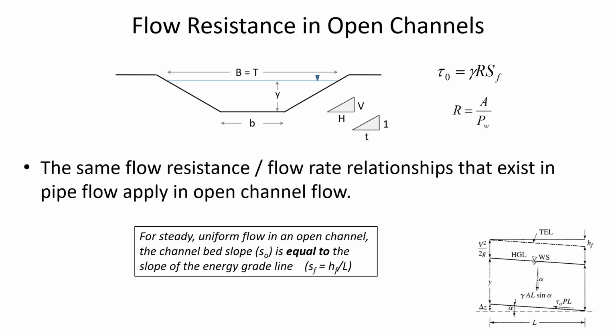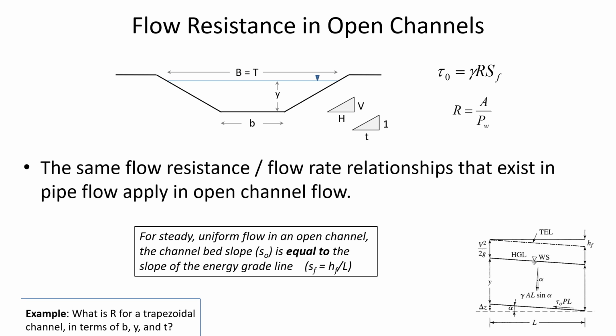So when you've got steady, uniform flow, these three slopes are equal to each other, meaning that the channel bottom, the water surface, and the energy grade line are parallel if steady, uniform flow conditions exist.